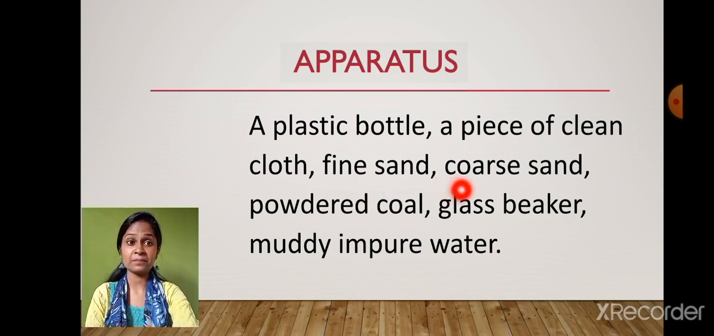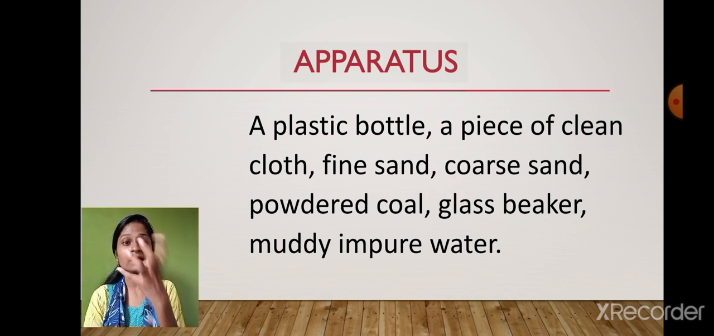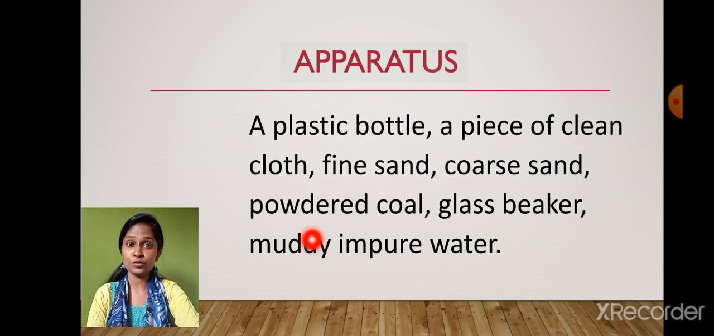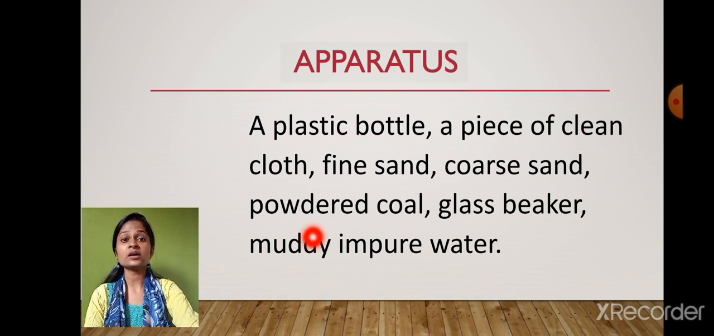Okay, and at the same time there should be coarse sand. Coarse sand means a sand which is slightly bigger than the fine sand, with the size of the particles slightly bigger than fine sand. Afterward, if it is available at your home, you can have powder coal as well. The coal we get from the burning of wood. When we half burn any type of wood, we get coal. If you have coal, you have to convert it into powder form. So powder coal you can use.